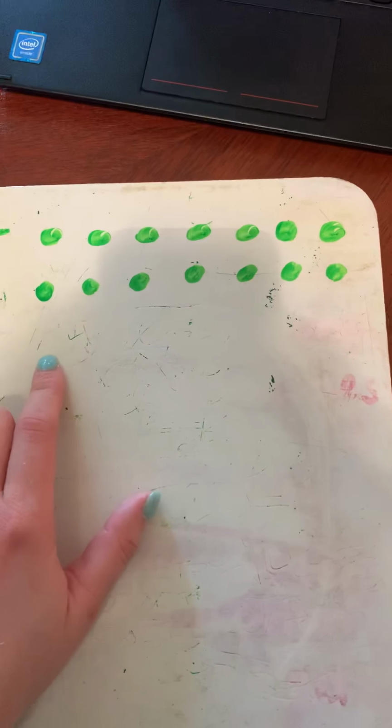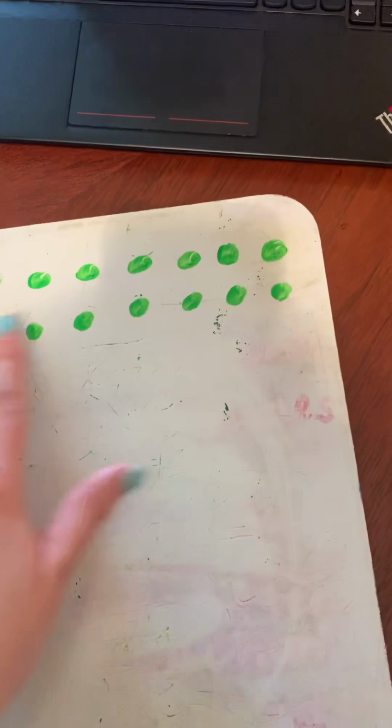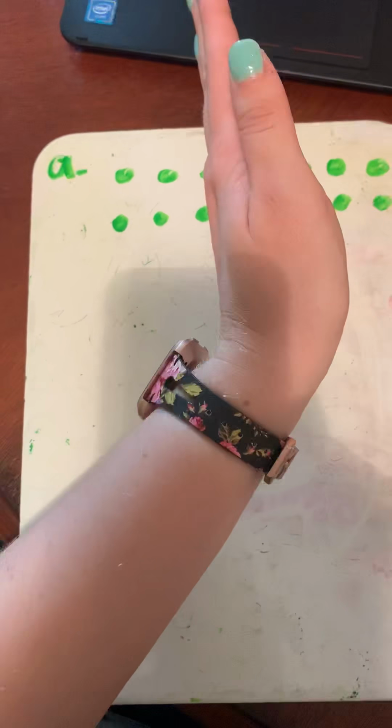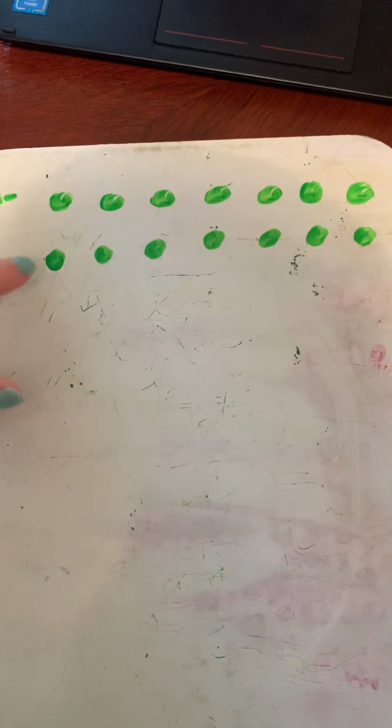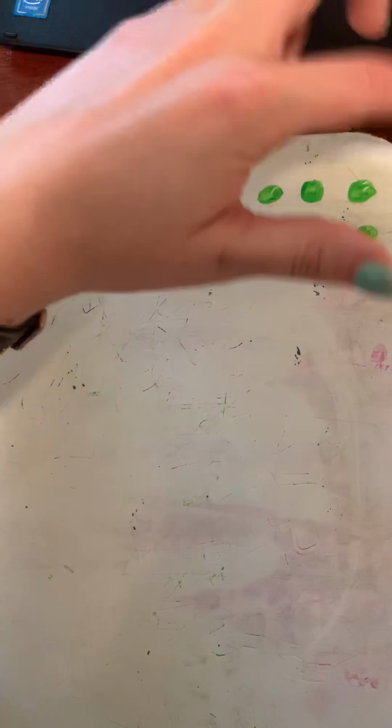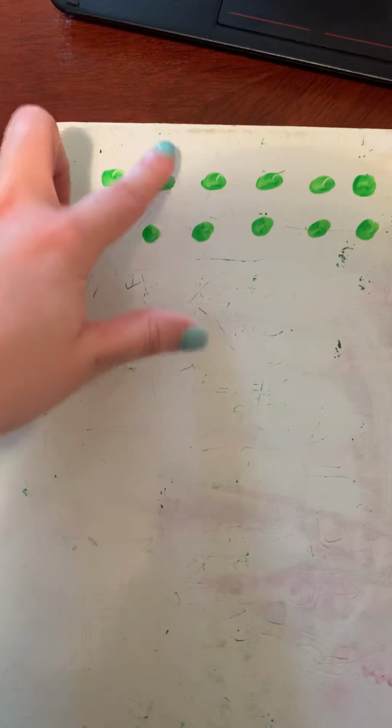2 rows of 7. Now I'm going to ask you how many columns. And remember, rows go this way, like this. And columns go this way, like this. All right? So how many columns are in this array? How many counters in each column? Okay, so we have 7 columns with 2 in each column. Okay? So this is what your array should look like.